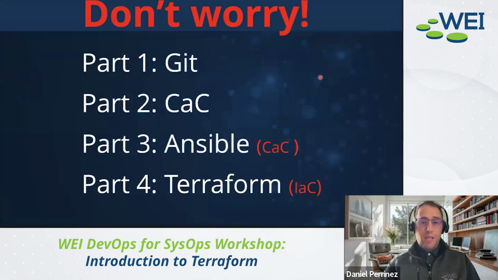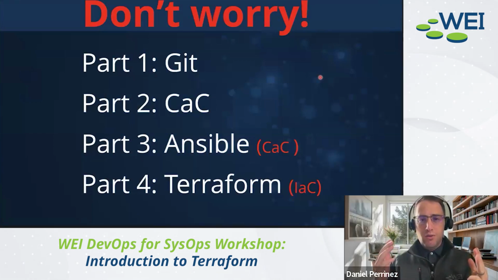Don't worry. That's why we have this series. Part 1, we talked about Git. Part 2, we talked about configuration as code, CAC. Part 3, we talked about Ansible, a specific tool and platform for configuration as code. Today, it's Terraform, infrastructure as code.